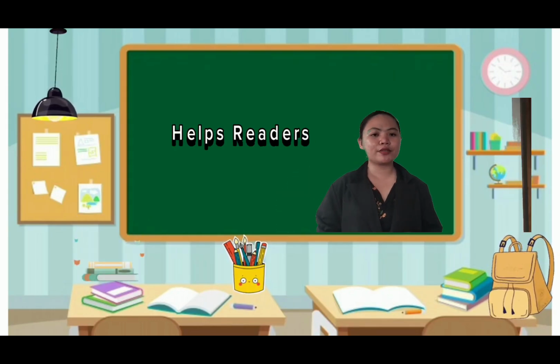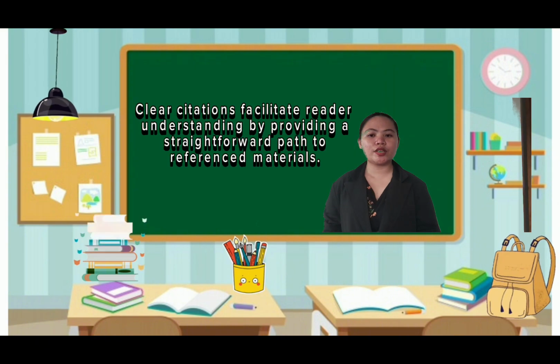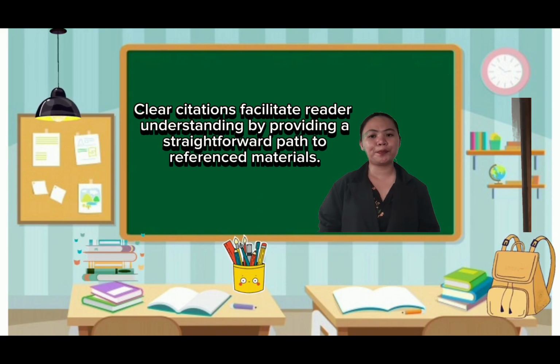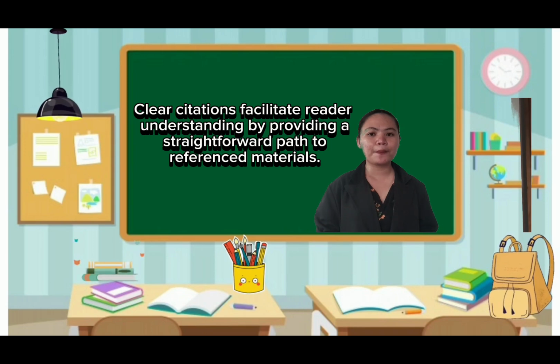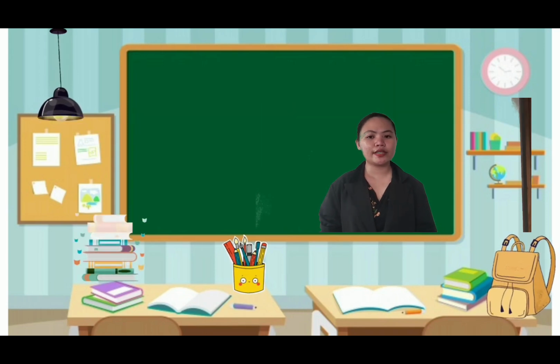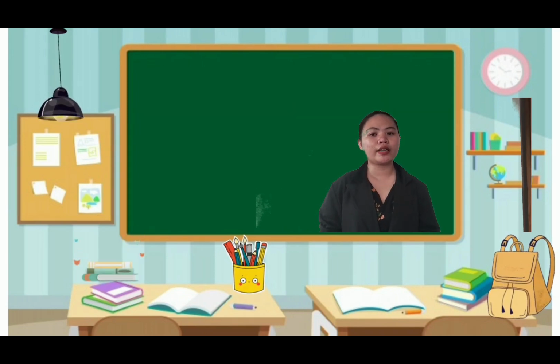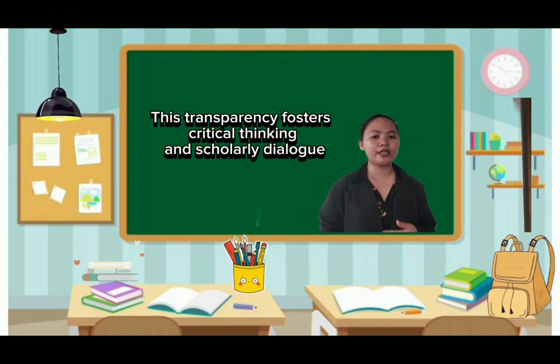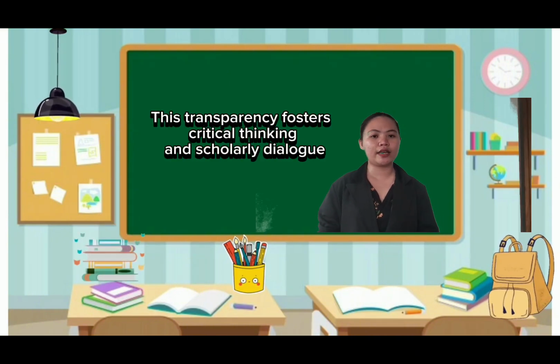Third, helps readers. Clear citations facilitate reader understanding by providing a straightforward path to reference materials. Readers can verify sources, engage with the research, and explore related topics. This transparency fosters critical thinking and scholarly dialogue.